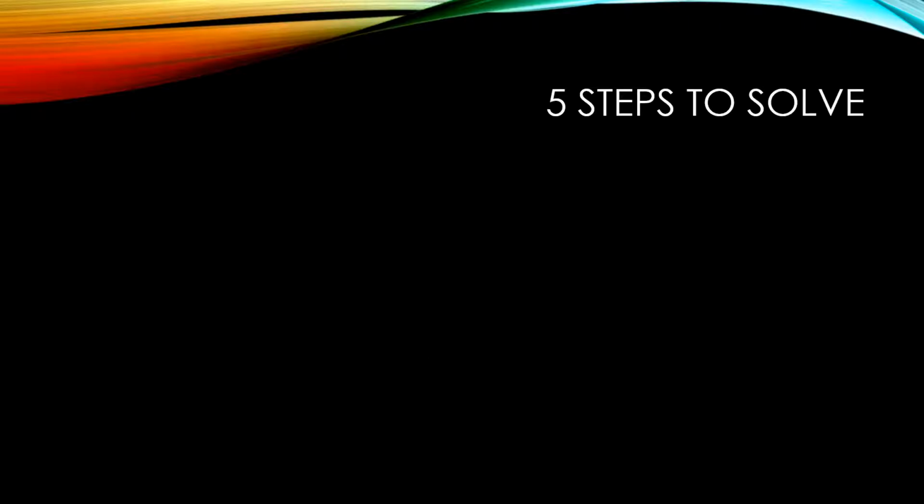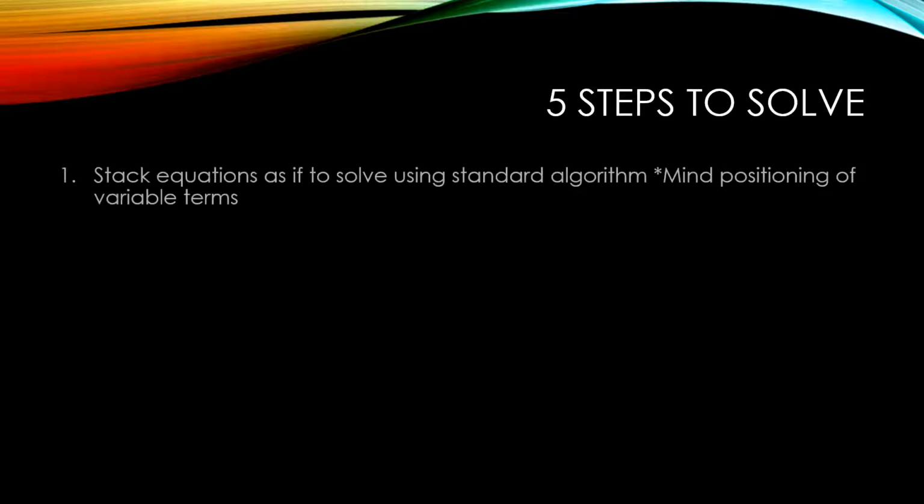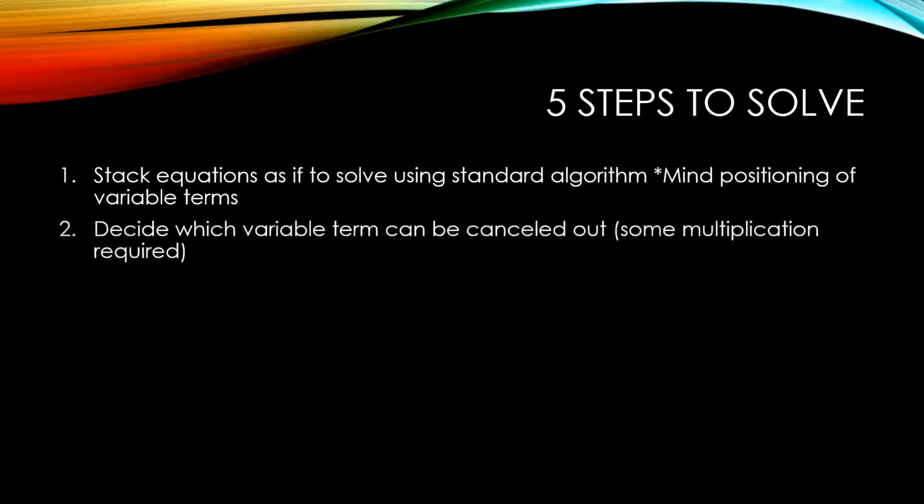So now let's take a look at the 5 simple steps to solve a system of equations by elimination. Step number 1, stack the equations as if to solve using the standard algorithm, or the old school way of addition. So mind the positioning of your variable terms and make sure that your y's are on top of y's, x's on x's, and constants on constants. Step number 2, decide which variable term can be canceled out. Don't forget, you may be required to do some multiplication, but we will go through examples of each type of pair of equations.